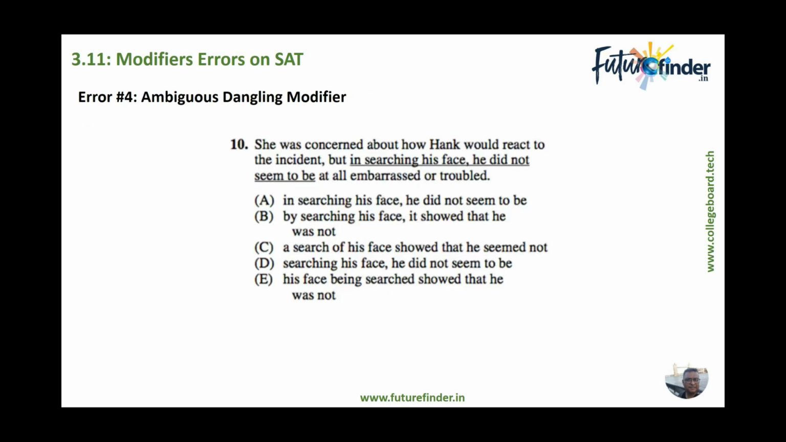And last one, the last kind of error that you might encounter for modifiers on the SAT is the ambiguous dangling modifier, wherein the subject is ambiguous. It may not be I. The subject may be anything and ambiguous. Let's look at an example.